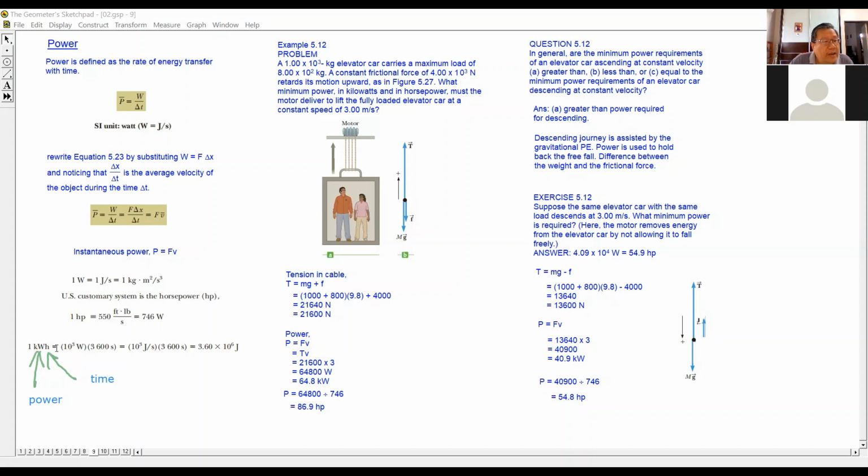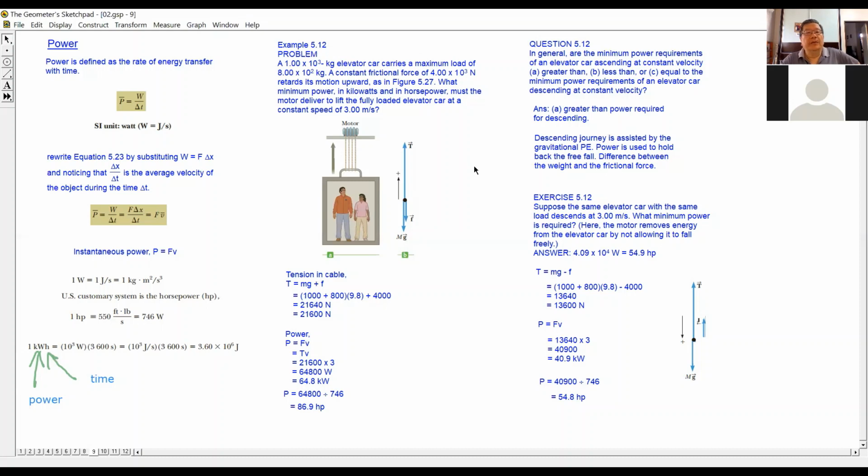So if you take 1 kilowatt, which is 1000 watt, multiplied with the time, 1 hour, which is 3600 seconds, you multiply all this together and you get 3.6 times 10 to the power of 6 joule. So this is another unit for energy, kilowatt hour, and it is used for our Tenaga National bill.